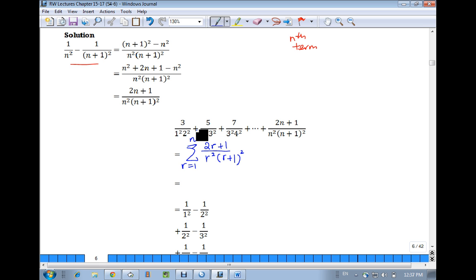Now, in the earlier result, we have shown, look here, 2n plus 1 over n squared times n plus 1 squared is this. So for 2r plus 1 over r squared times r plus 1 squared, I just change the n to r. Follow what I'm saying? I just change all the n here to r. This looks exactly the same. So it is 1 over r squared minus 1 over r plus 1 squared.